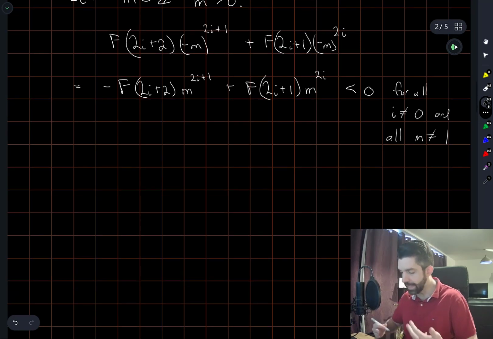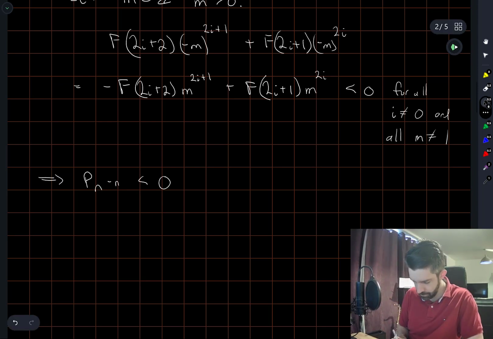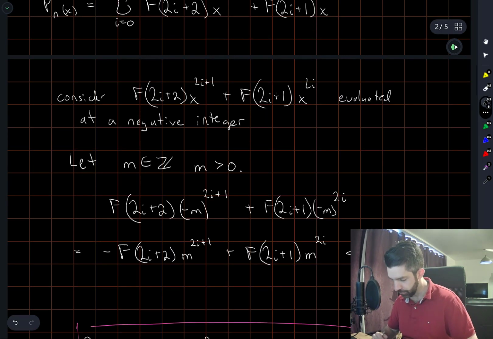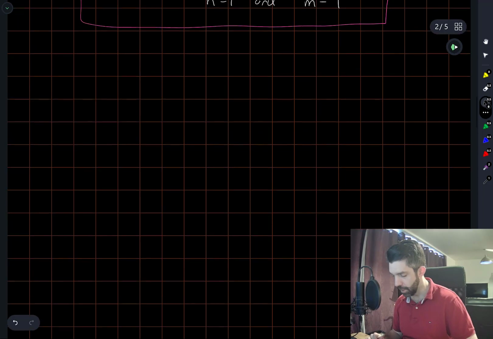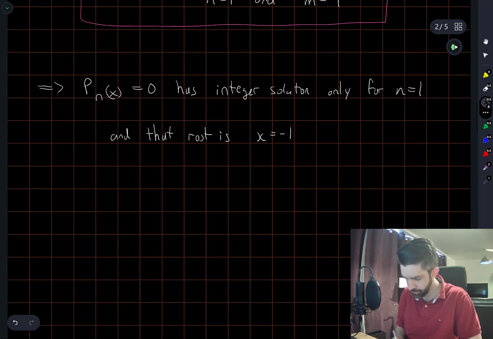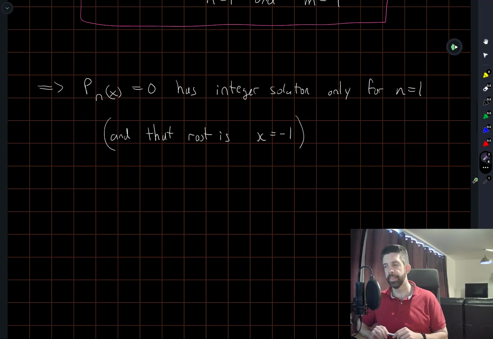Okay, so the only case where this term is equal to 0 is when both i is equal to 0 and m is equal to 1. So if you put together these two statements for the even value of n and for the odd value of n, we see that there's only going to be one integer root. And that one integer root happens to be negative 1.